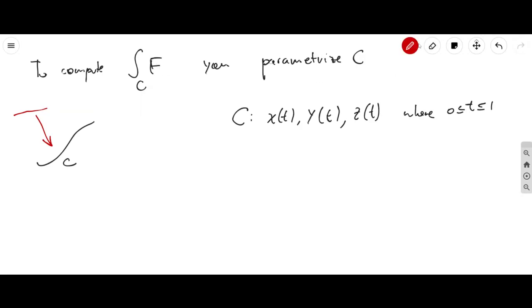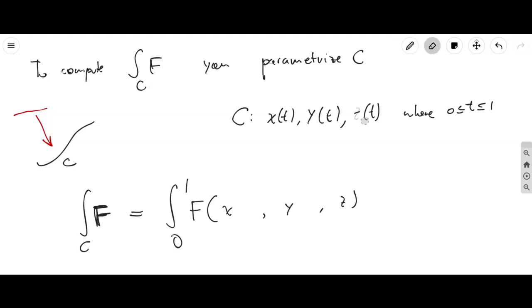And then what you would do next is, you can maybe even make this bold. Some people like to decorate it, but whatever. You would then say you're integrating from 0 to 1. You're now writing everything in terms of t. And this is a vector field. So technically, this is a function of x, y, and z. But now you just replace them by the functions that you're substituting in.